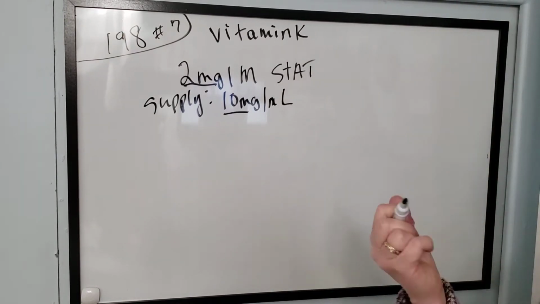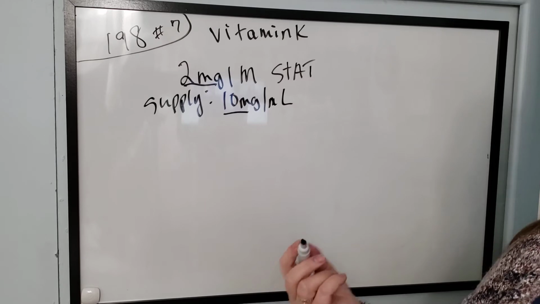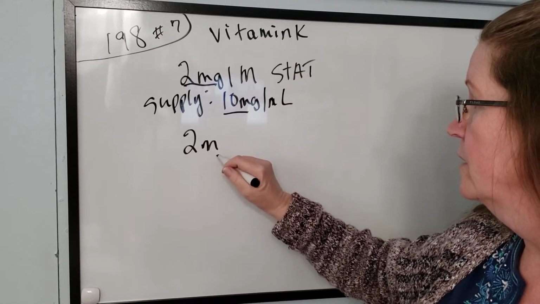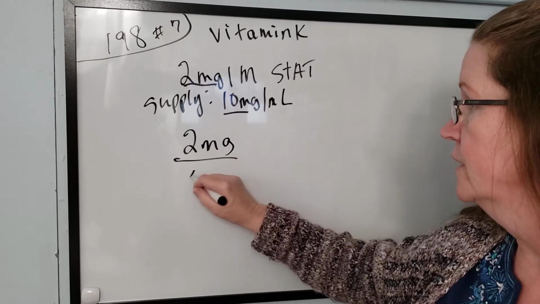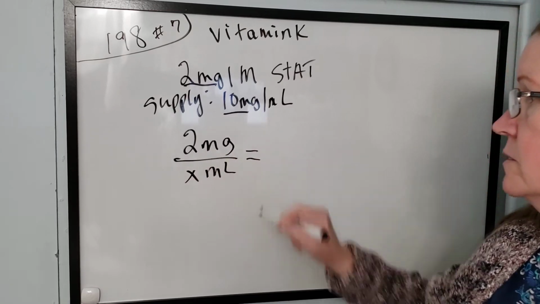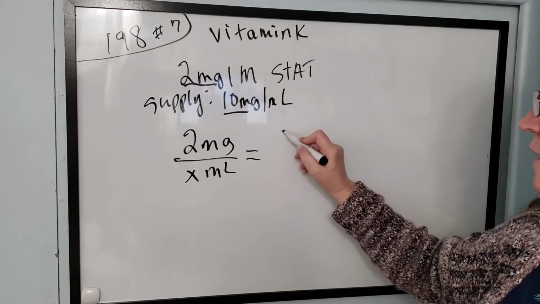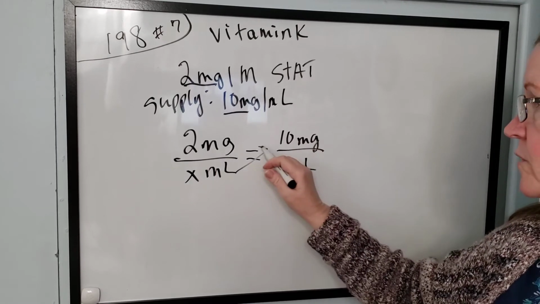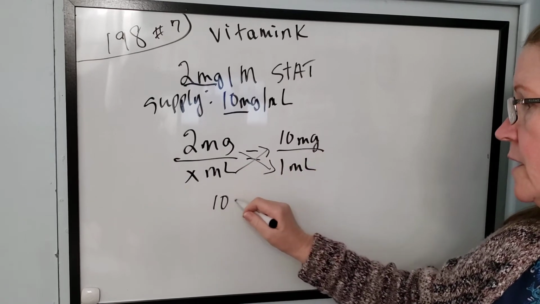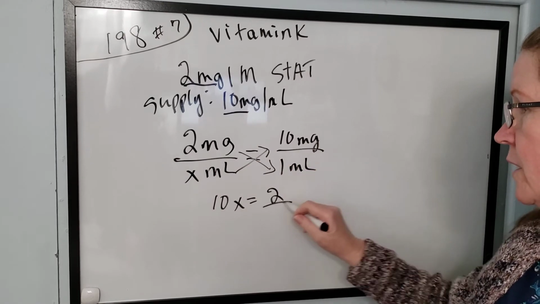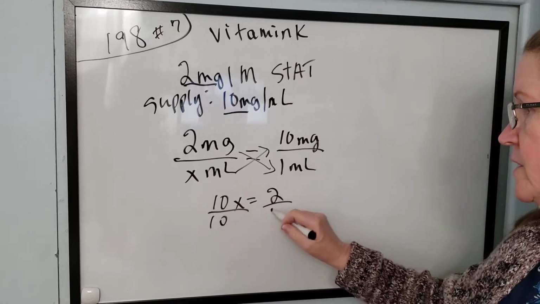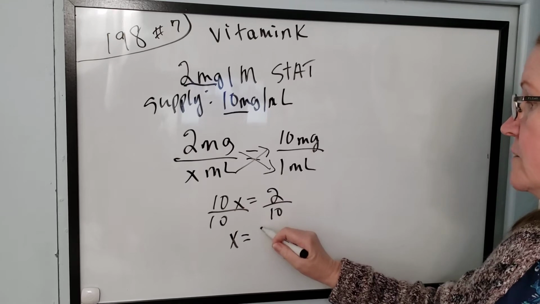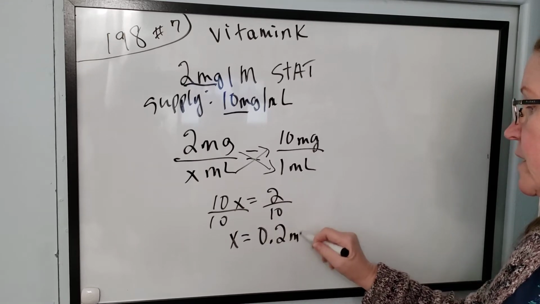Lots of fun. Okay. So let's look at ratio and proportion because a lot of people still use that. We know that we want 2 milligrams, and that's going to go over X milliliters, set equal to 10 milligrams over 1 ml. When we cross multiply, we get 10x equals 2, and when we divide both sides by 10 to get x by itself, we get x equals 2/10, which is 0.2 milliliters.